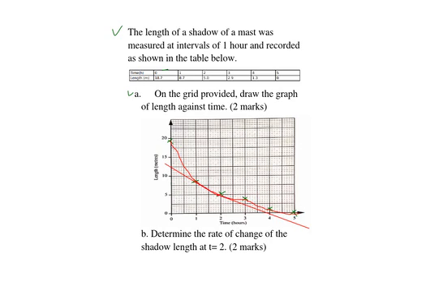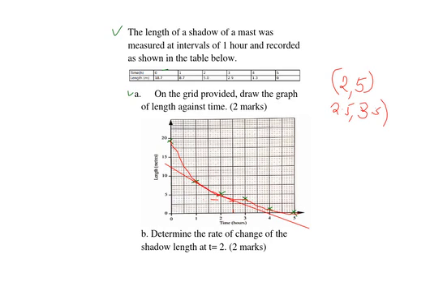So for us to get the rate at this point, we have to find the gradient of this line which is touching the curve at t equals 2. So we have 2 points on this line, and the first one I take (2, 5). The second one we can have 2.5 and 3.5.